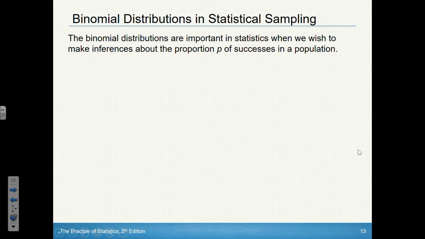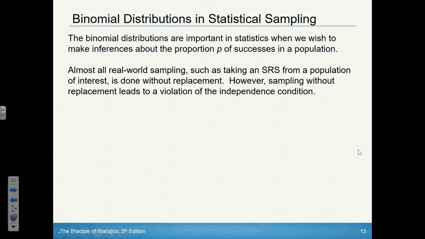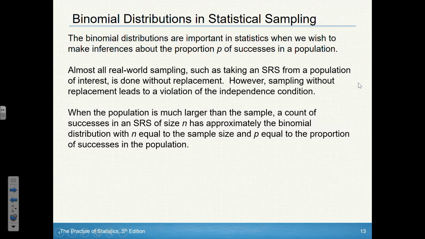Now, when we look at these binomial distributions, we usually want to make some inferences about them. But there's only one problem with that. Most of the time when we collect this data, it's actually done without replacement. But we have a little bit of a caveat to our independence check that will allow us to, even when we do not have replacement, identify distributions that are almost independent, and therefore the distributions will approximately be binomial.